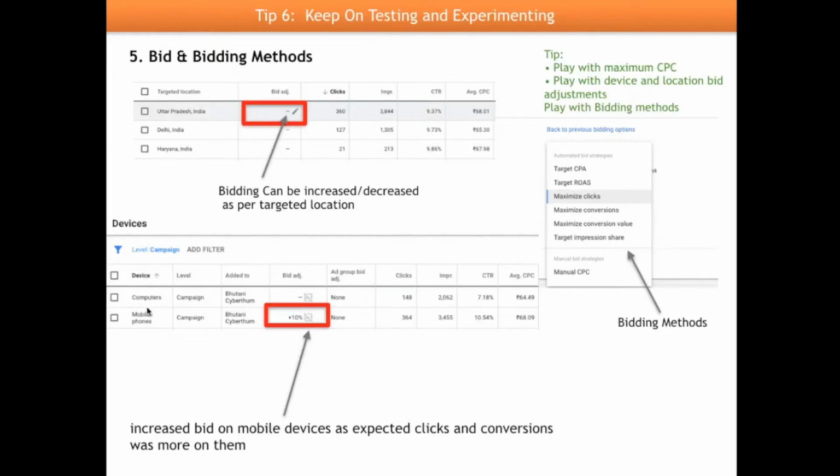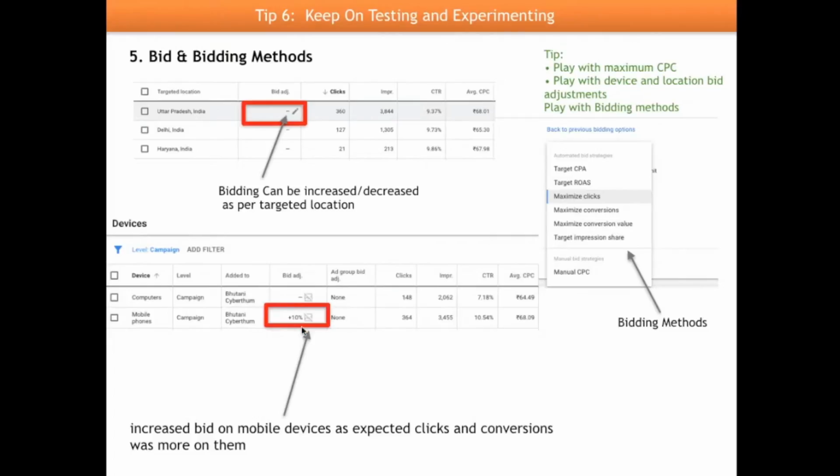You can also manage the bid by devices. Supposedly you're getting more clicks on mobile, so you can increase your bid by 10, 20, 30, whatever amount you want on mobile devices. Supposedly you only want to run the ad on mobile devices, not on computers, so you can decrease it by 100% for computers. So the ad will only run on mobile devices and not on computers. So this is how it works.